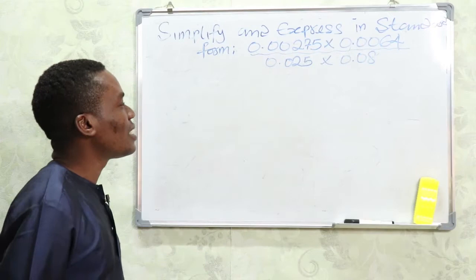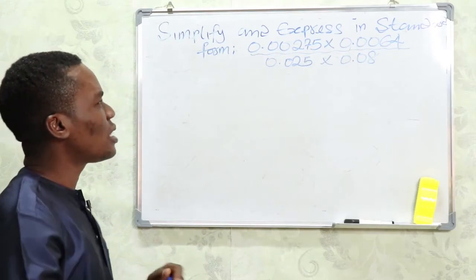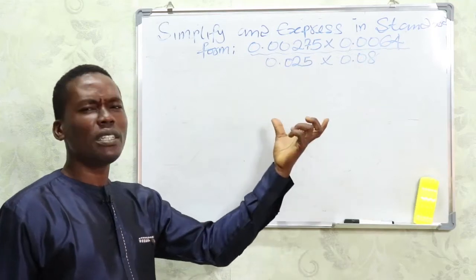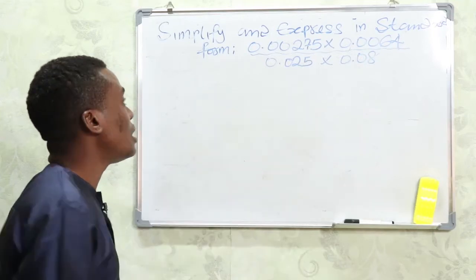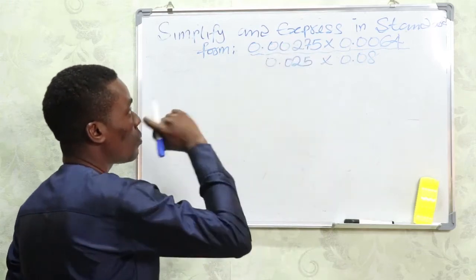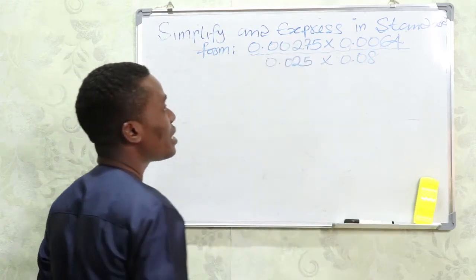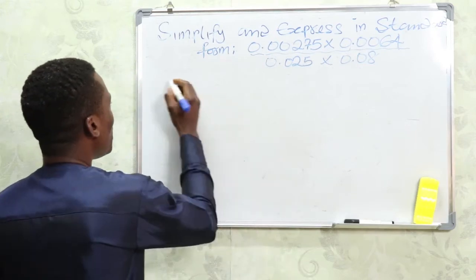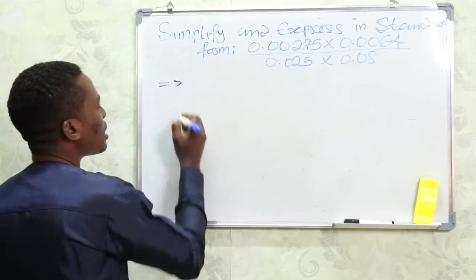Now let's look at how we will solve this, looking at the rules guiding standard form and the rules we explained in the keynotes. In most of these, we will be analyzing the numbers from the left to the right hand side. So most of them have negative integer powers. So let's express all of them in standard form.